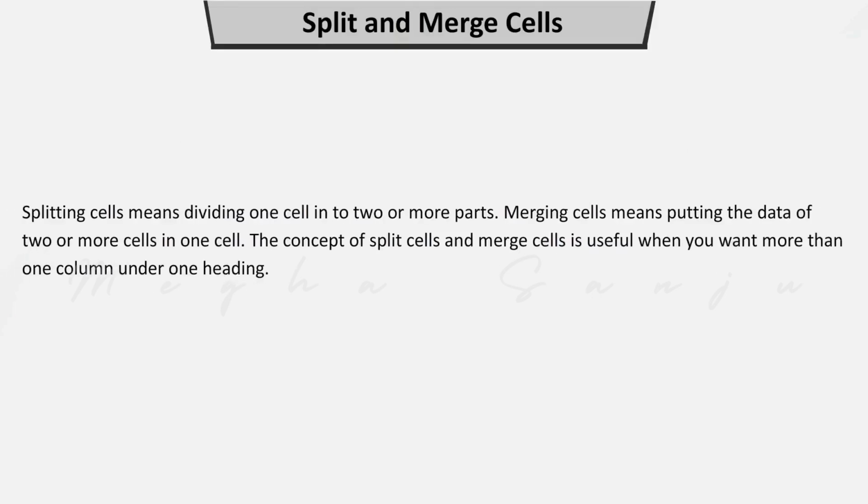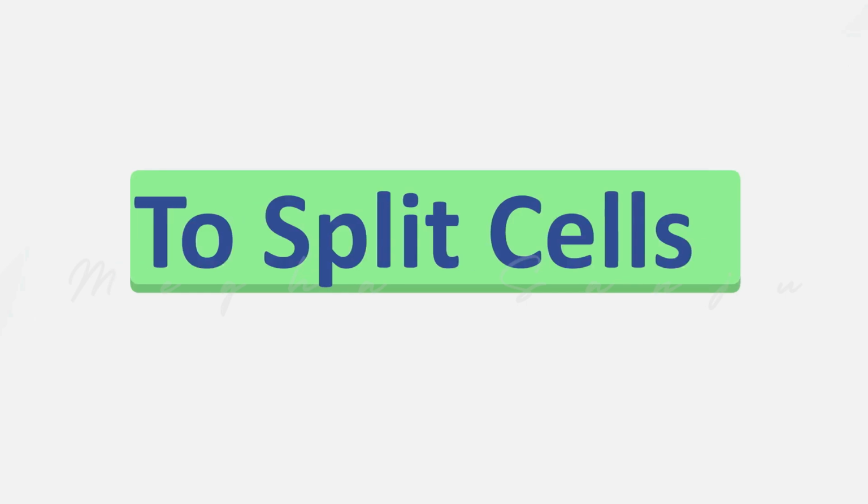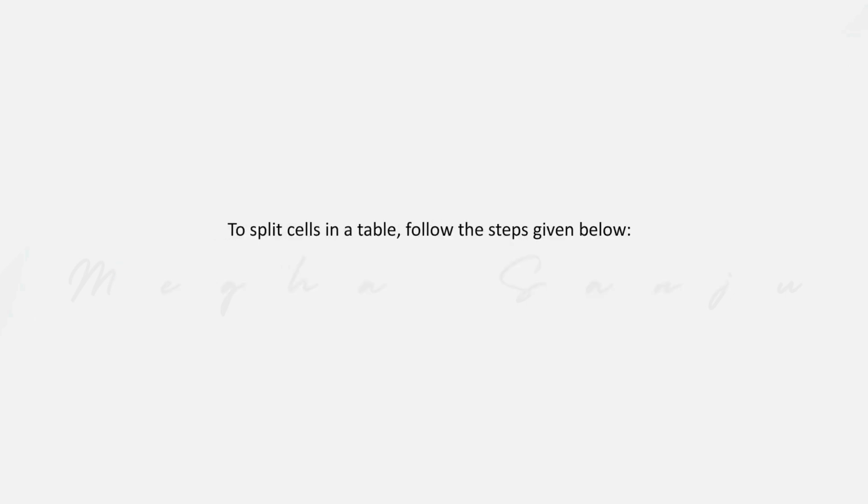Splitting cells means dividing one cell into two or more parts. Merging cells means putting the data of two or more cells in one cell. The concept of split cells and merged cells is useful when you want more than one column under one heading. To split cells in a table, follow the steps given below.